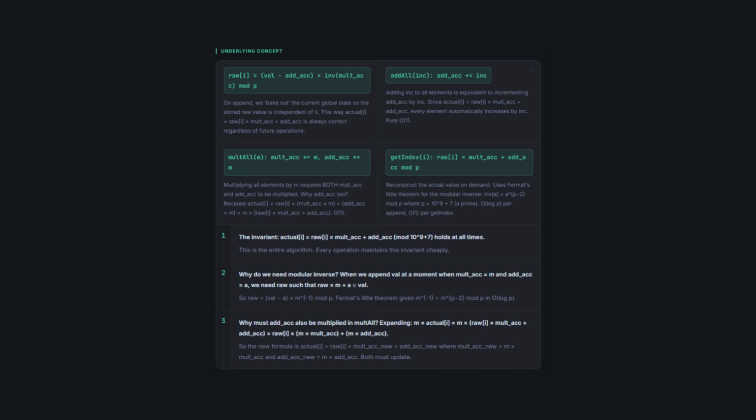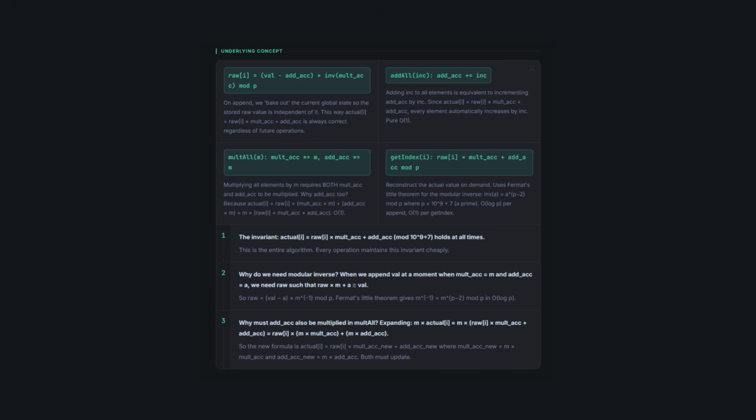Let's see how each operation works. For addAll with increment inc, every element increases by the same amount. Instead of updating the entire array, we simply increase the global addition value by that increment. For multiplyAll by m, every element is multiplied by m. If we apply this to the formula, both the multiplier and the addition must be multiplied by m. So we update the global multiplier by multiplying it with m, and we update the addition value by multiplying it with m as well.